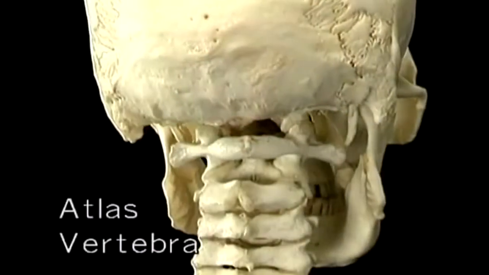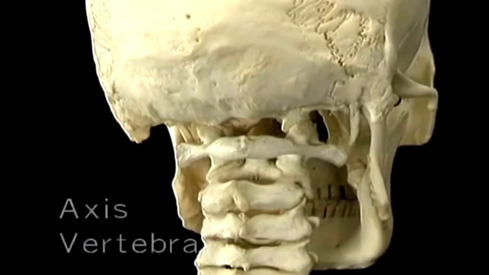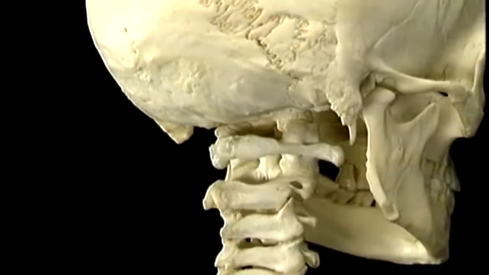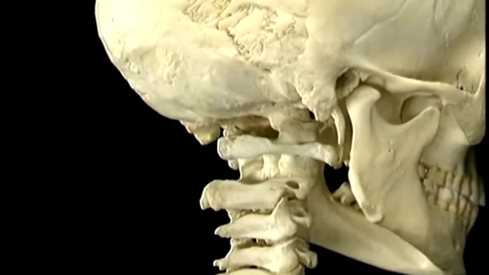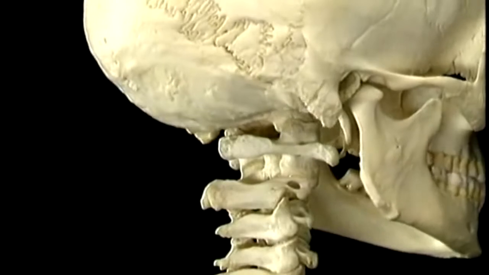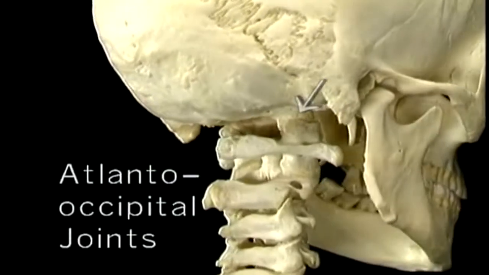Upper part of the trunk. Here's the atlas, here's the axis. These two vertebrae are adapted to allow movement of the head. Forward flexion and extension of the head take place up here at the atlanto-occipital joints.